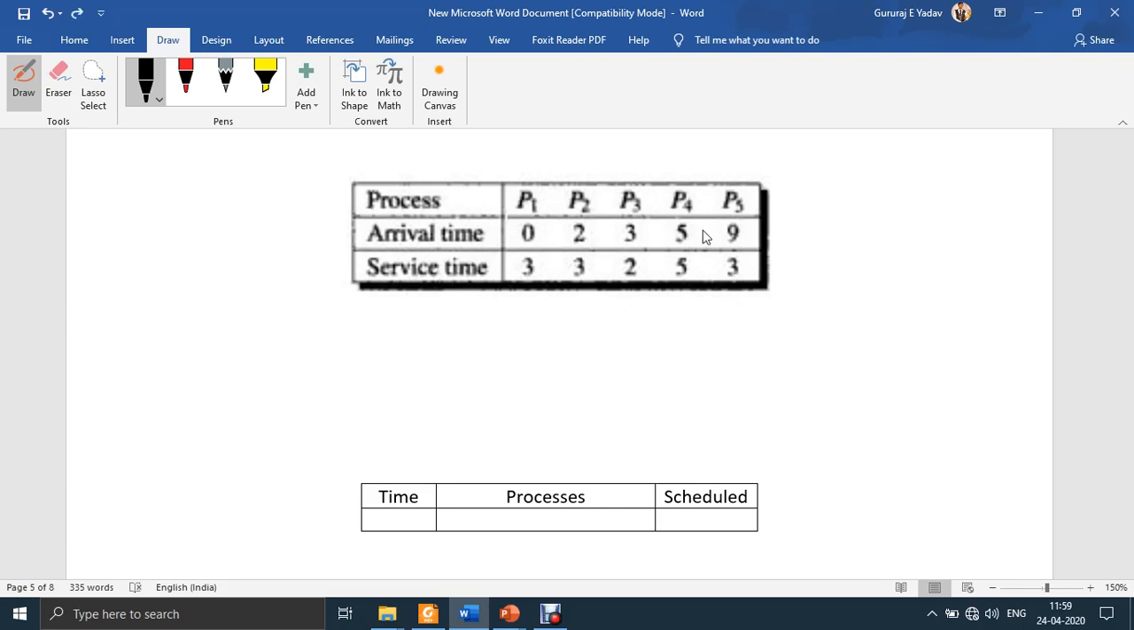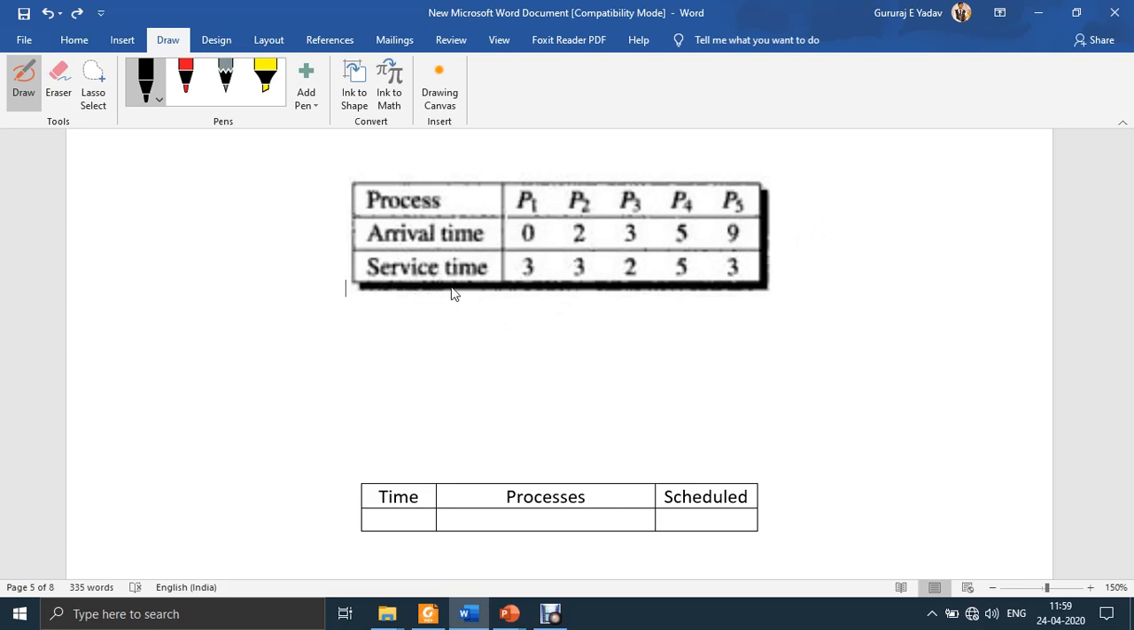So the problem can be given like this also. Again, what you have to find out is the schedule, that is which process is given the chance to execute, when, and how long it will be given the time to execute. Then you have to find out the waiting time for each process, then average waiting time, then turnaround time for each process, and average turnaround time. So all this you have to find out.